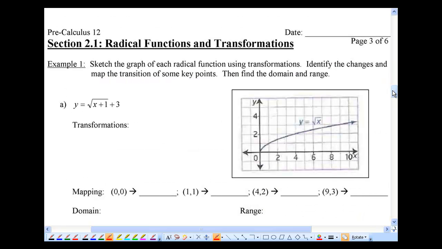So here's example number 1. I'd like you to sketch the graph of this radical function. Guess you should tell me what transformations occurred, and if you can see it, yes, that's right, 1 to the left, and that plus 3, if you guessed it, 3 up. Now, all you need to do now is just take every single one of these, what I call key points, which I've already given you, 0, 0, 1, 1, 4, 2, 9, 3, and shift them 1 left and 3 up. Do it.